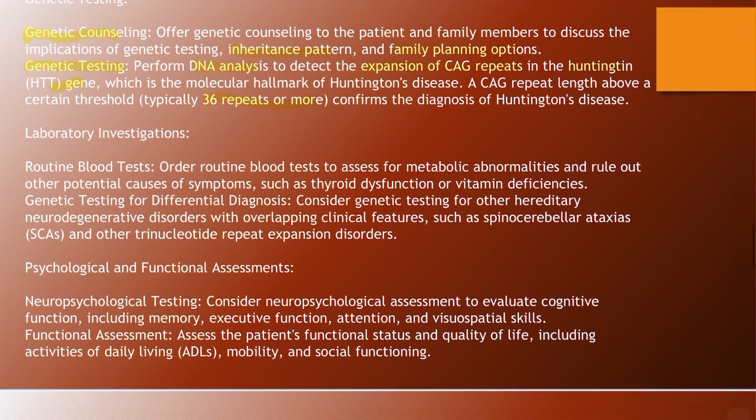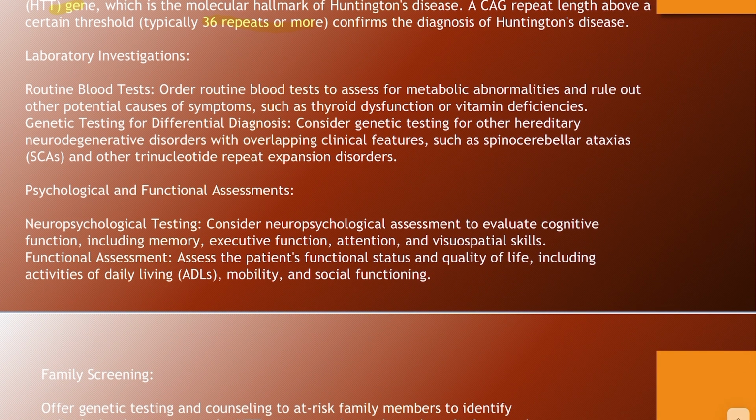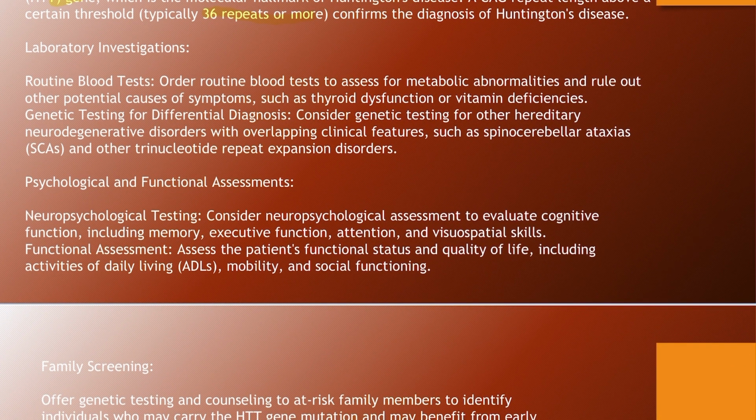In the laboratory investigations, we want to do the routine blood tests to assess for any metabolic abnormalities, and we want to rule out any potential causes of symptoms like thyroid dysfunction or vitamin deficiencies. And genetic testing for differential diagnosis is also important, like other hereditary neurodegenerative disorders which have overlapping clinical features, like spinocerebellar ataxia or other trinucleotide repeat expansion disorders.